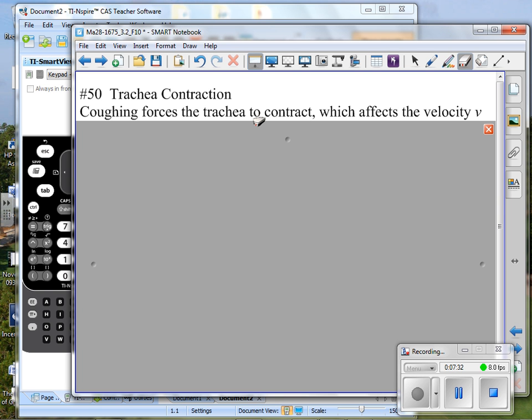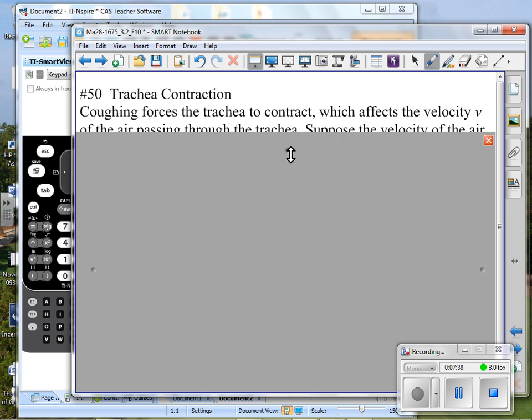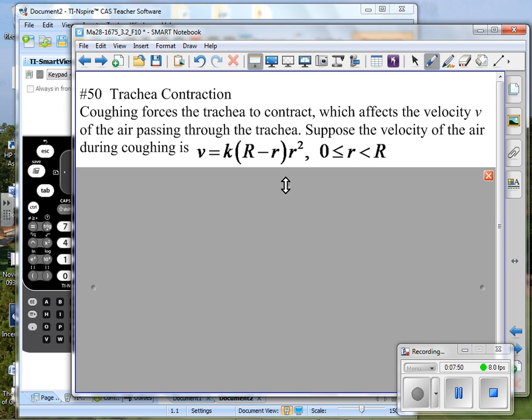Coughing forces the trachea to contract, okay, which affects the velocity, and velocity V, that's what we're going for here, of air passing through the trachea. So as you cough, it's a little more forceful because it's constricted. Air is going through like a straw. Okay, suppose that the air during coughing is this.